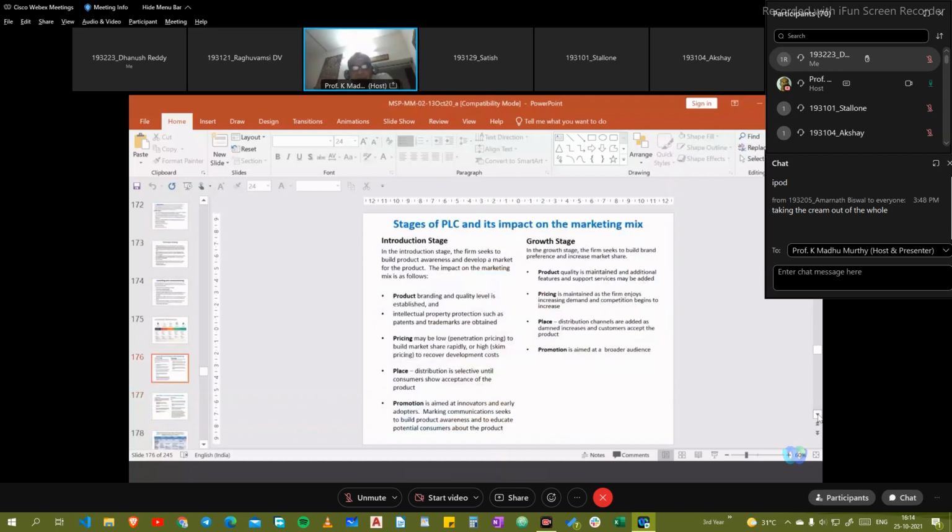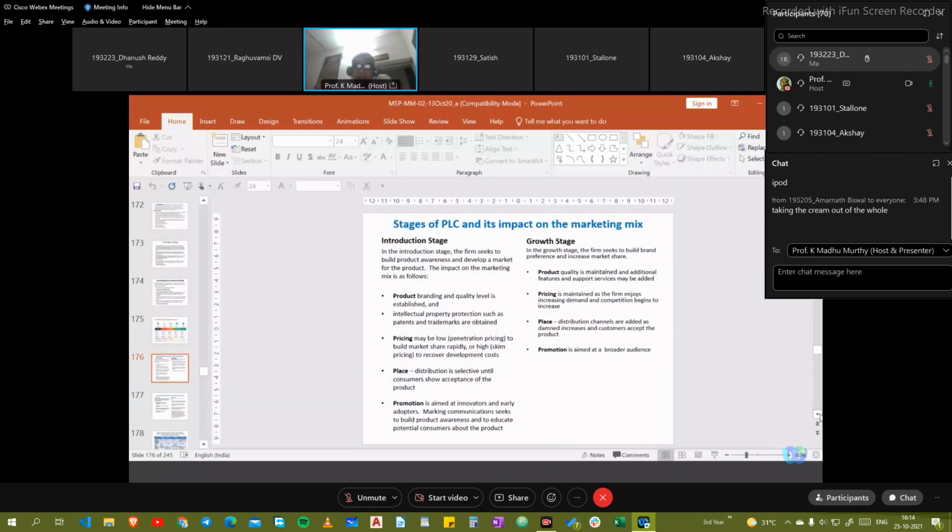So some of these things, I think we can discuss the stages of PLC and some of the growth strategies as such. This I have already discussed, some of these strategies. Now, product. Should we continue or can we have it in the next class? Next class, sir.